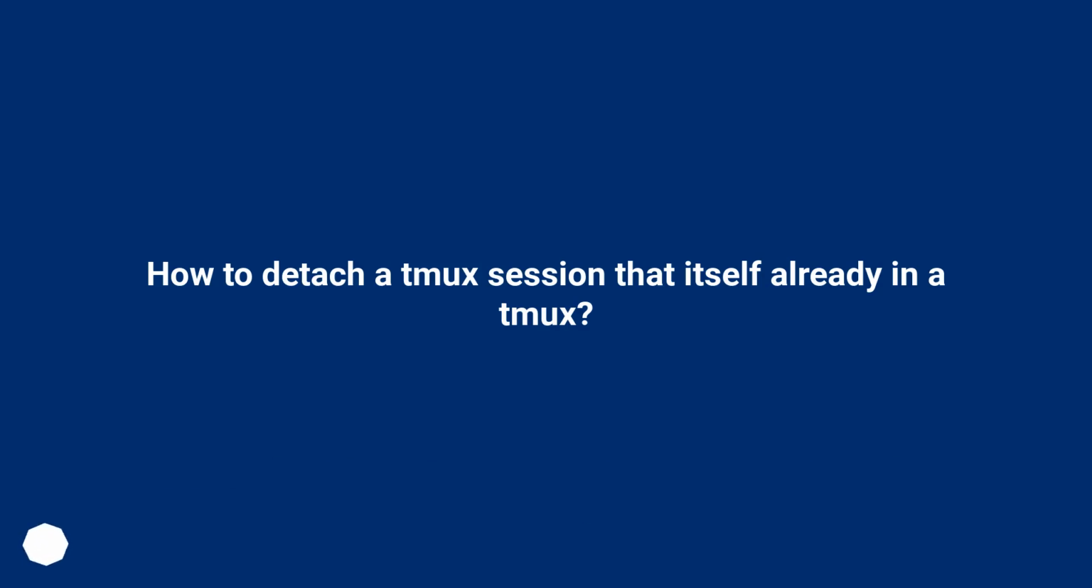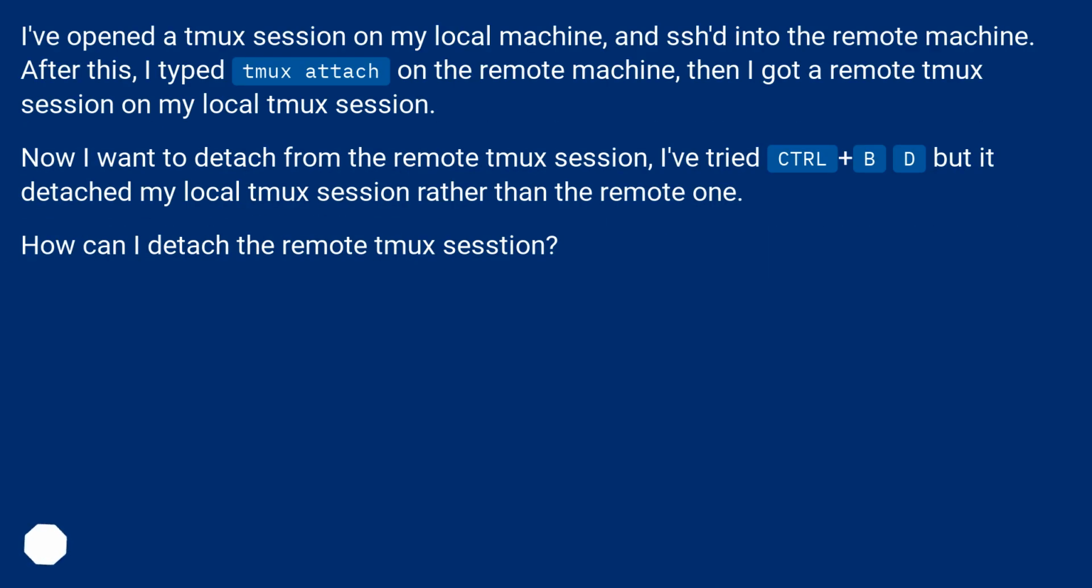How to detach a tmux session that is itself already in a tmux. I've opened a tmux session on my local machine and SSHed into the remote machine. After this, I typed tmux attach on the remote machine, then I got a remote tmux session in my local tmux session. Now I want to detach from the remote tmux session. I've tried Ctrl+B D but it detached my local tmux session rather than the remote one. How can I detach the remote tmux session?